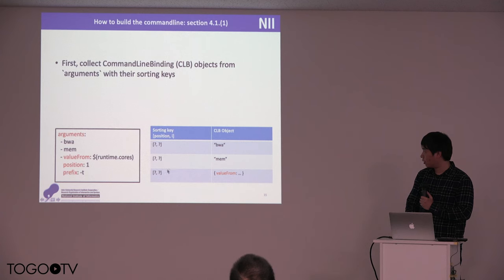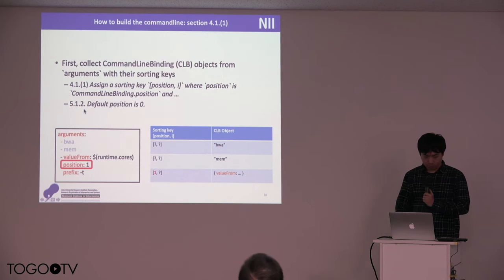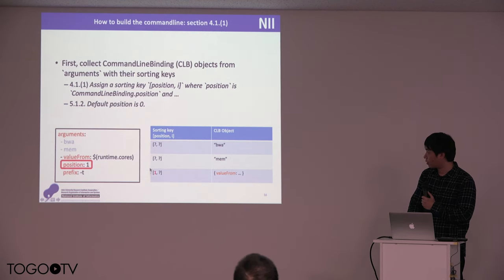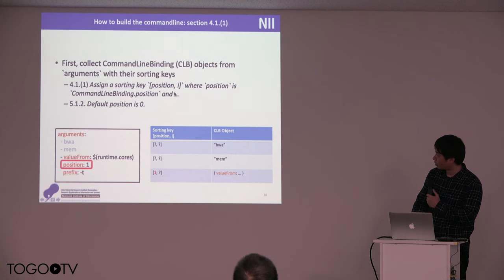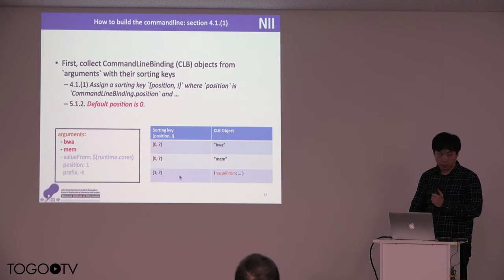Okay. And also we have to make some sorting key for each element. And also we can see the several parts of specs. You can see how to make the sorting key for each element. First of all, if there is a position field, it is used as sorting key, right here. But if there are no position fields, in that case, the default value, 0, is used for the sorting key.